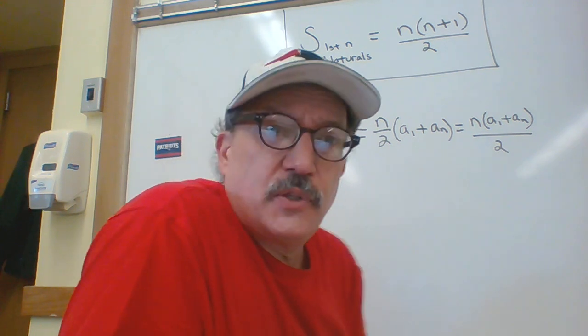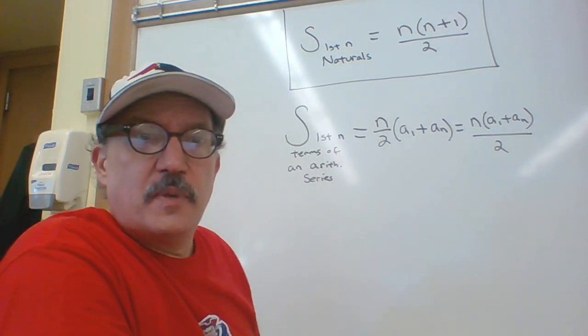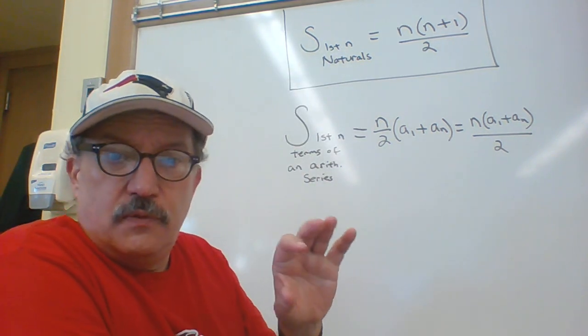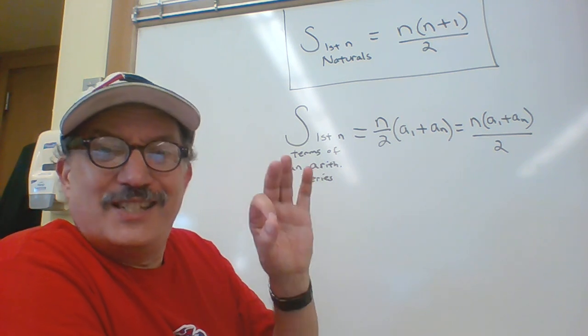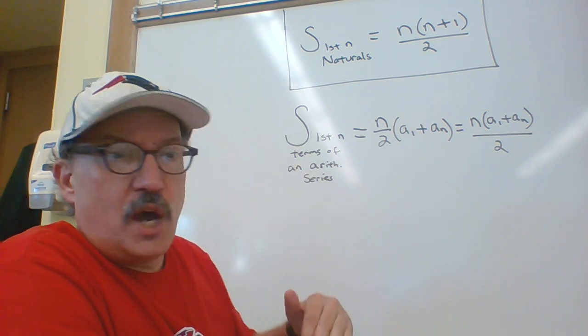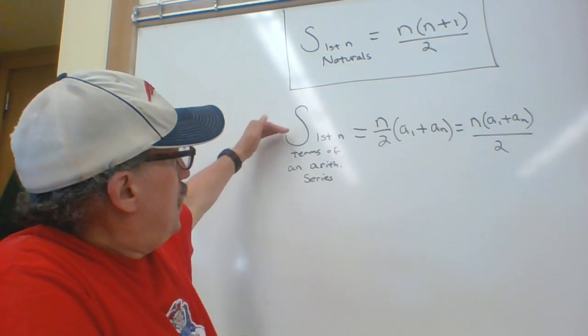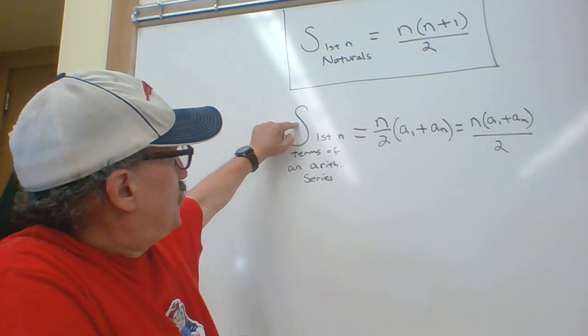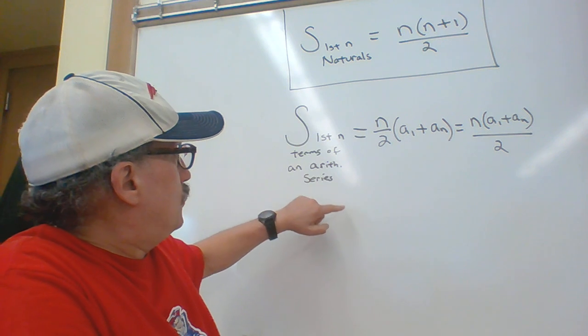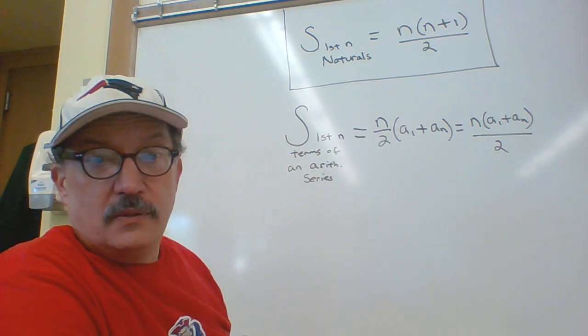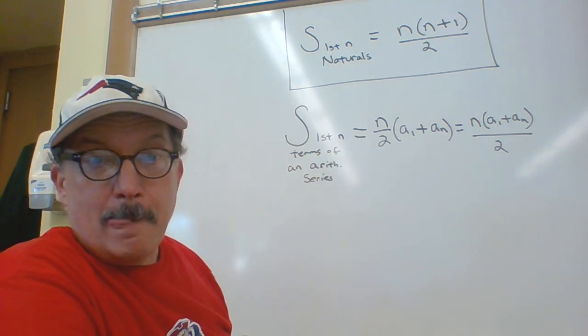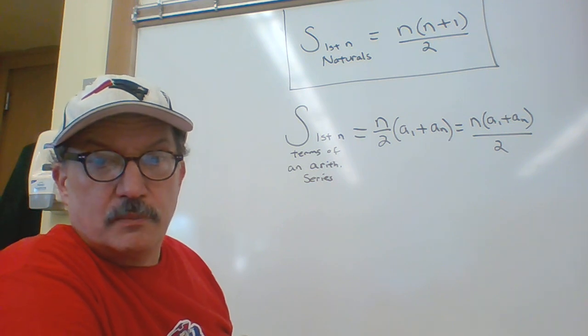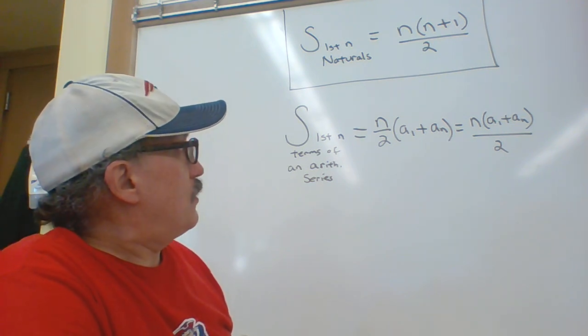I have 2 formulas on the board. The top one we're familiar with, and one of the points of this video is that the top one is just a specific case of the bottom one. This is more general. This is the formula for the sum of the first n terms of any arithmetic series.